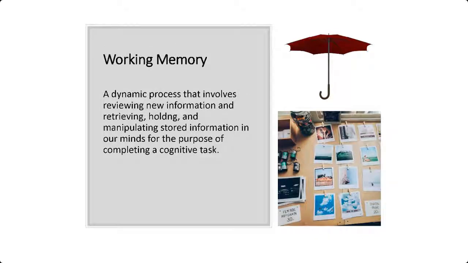Number 2, working memory. This is a dynamic process that involves reviewing new information and retrieving or holding or manipulating stored information in our minds at the same time. So we need to do both to be able to complete some cognitive tasks. An example is math. Oftentimes, we hear a portion of the problem and we have to put that upstairs and think about that while we're figuring out other portions of the math problem and then put it together.